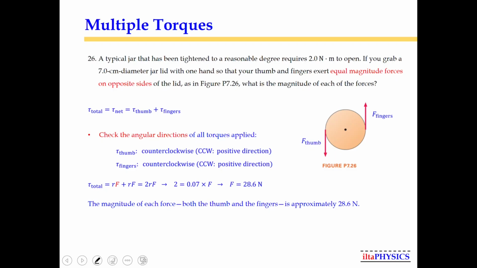Each torque is the product of the distance from the axis, the applied force, and the sine of the angle between them. As you can see in the diagram, the force acts perpendicularly, so each torque is simply R times F. Since both forces move in the same counterclockwise direction, the total sum is 2R times F. Therefore, according to the calculation, the value of each individual force is 28.6 newtons.